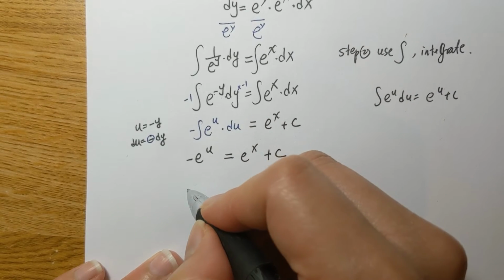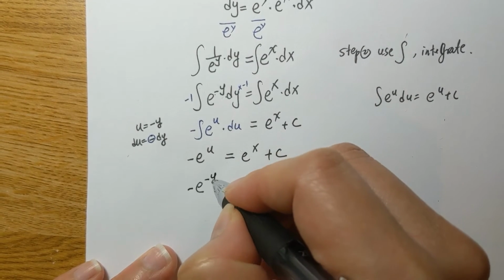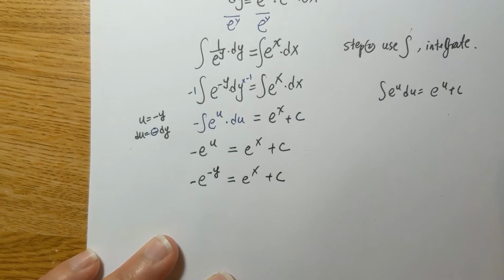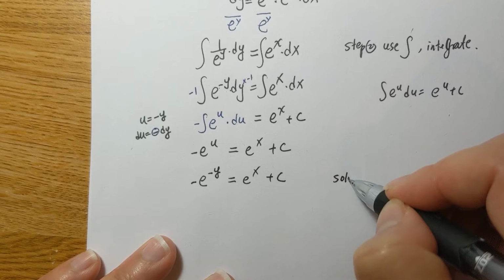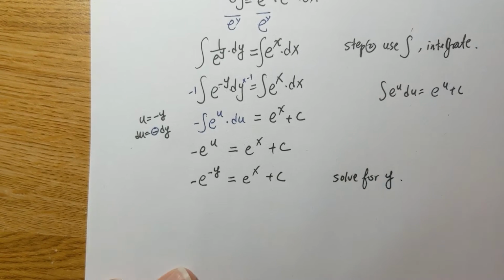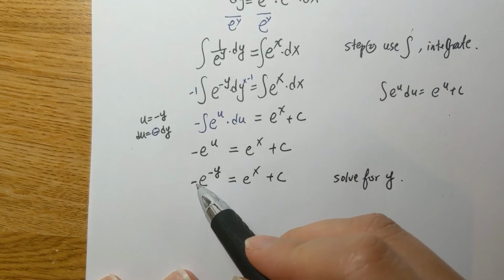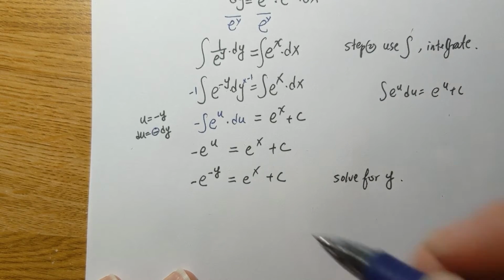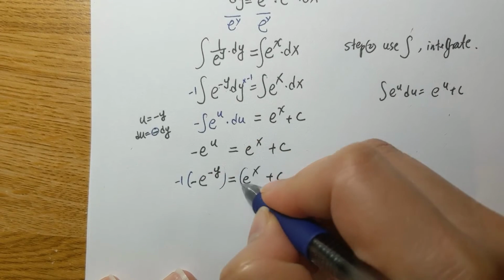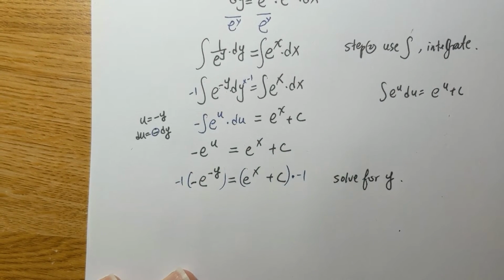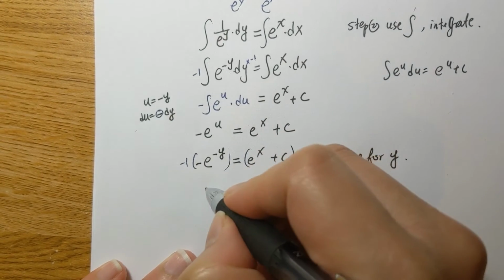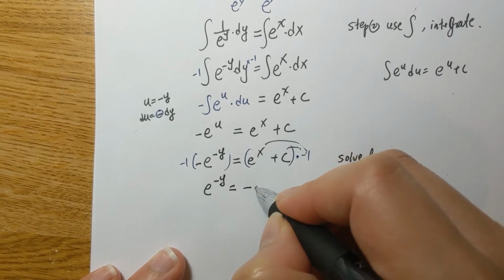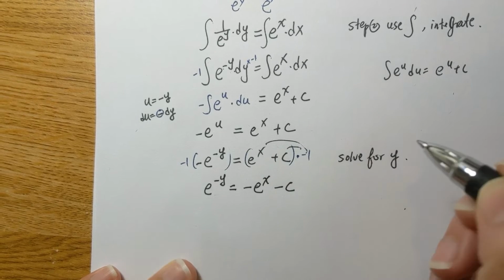We are going to rewrite it as negative e to the negative y equal to e to the x plus c, because we want to solve for y. It will be the next step, and then we need to isolate the y. There's a negative sign over here, so I'm going to multiply negative 1 on both sides to cancel the negative. So it becomes e to the negative y equal to, distributing, negative e to the x minus c.